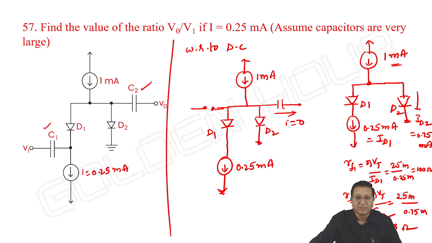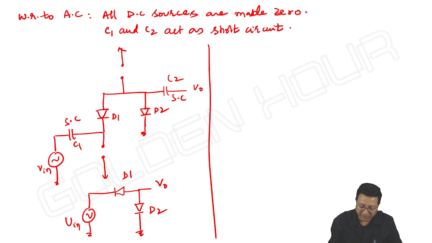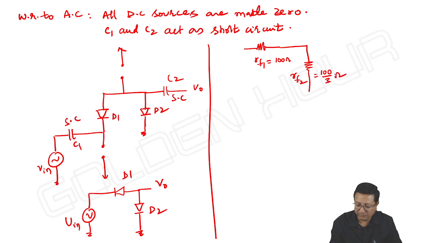Okay, I hope you understand this. It is open, and this is also open. The diodes are appearing in series now. Then replace each diode by means of its equivalent resistance: RF1, whose value is equal to 100 ohms, and RF2, which is equal to 100 by 3 ohms.